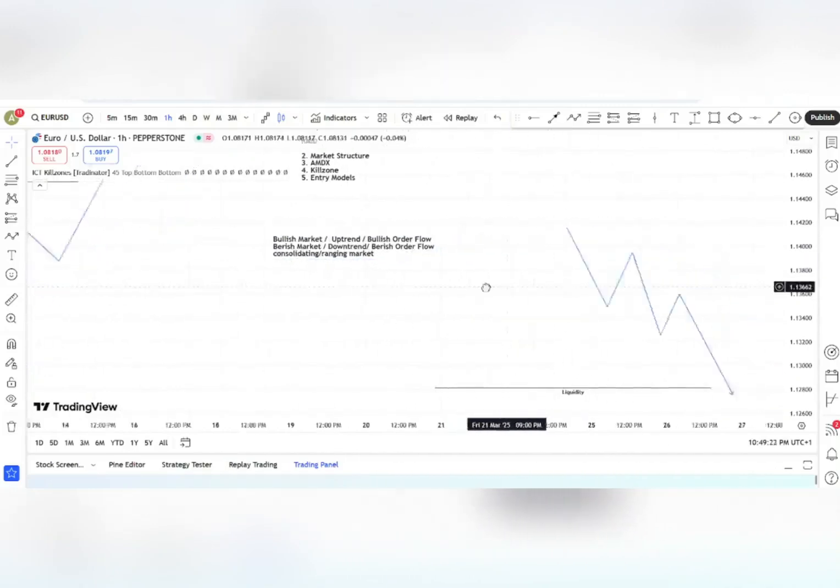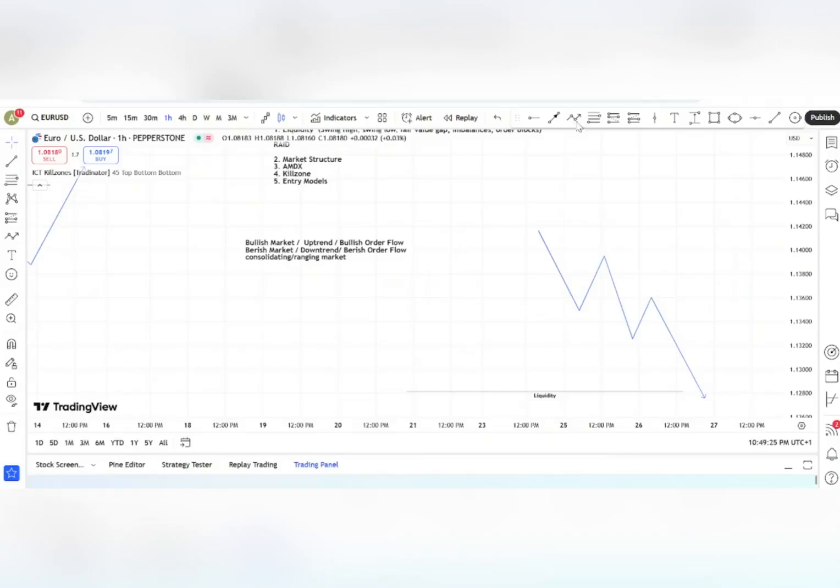Right. So a bullish market is an uptrend, when the market is just moving up. So these are the characteristics you use to spot a bullish market. It forms, you first of all start with a low.